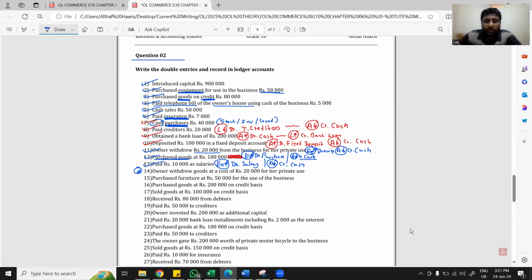Owner withdrew goods from the business for his private use. So that is correct, Zakir. That is correct. Vinuti also correct.